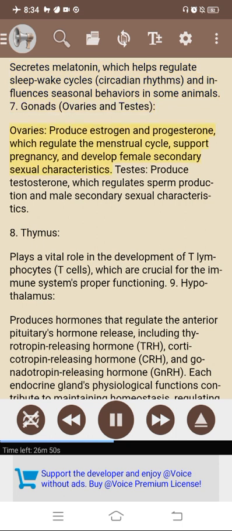7. Gonads, ovaries, and testes. Ovaries produce estrogen and progesterone, which regulate the menstrual cycle, support pregnancy, and develop female secondary sexual characteristics. Testes produce testosterone, which regulates sperm production and male secondary sexual characteristics.